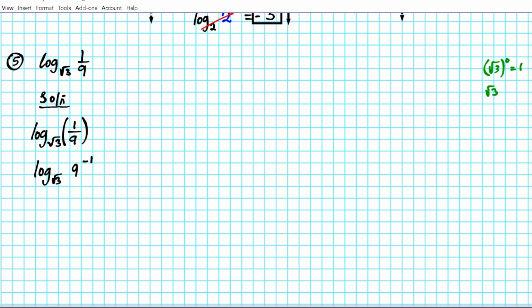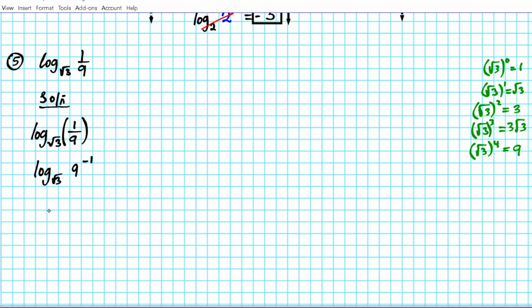Root 3 raised to the first power is just root 3. Root 3 raised to the second power is root 3 times root 3, which is 3. Root 3 raised to the third power, just multiply this by root 3, which is 3 root 3. And then root 3 raised to the fourth power is the same thing as 3 raised to the second power, or you can multiply 3 root 3 by root 3 and you will end up with 9. Bam, jackpot. This is the one that we want right here.